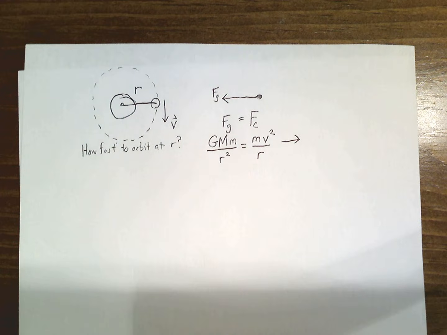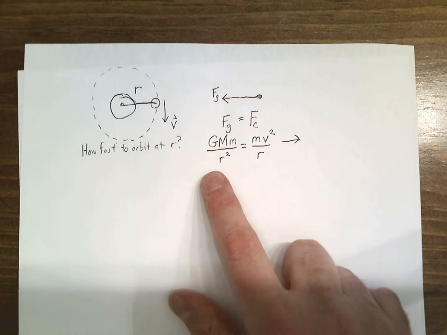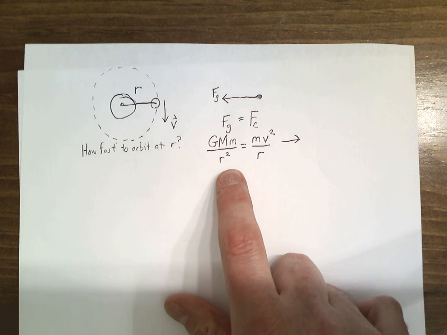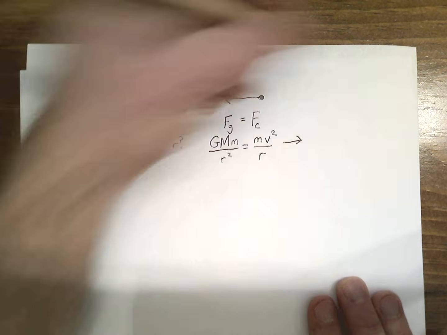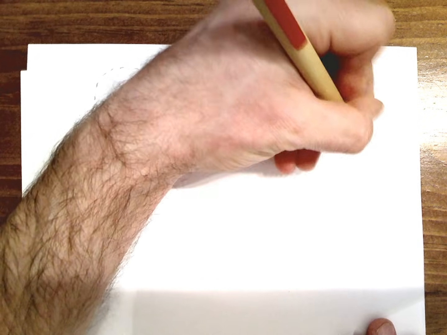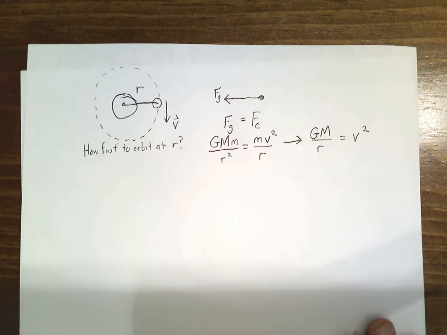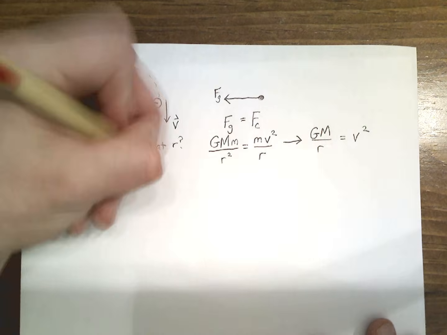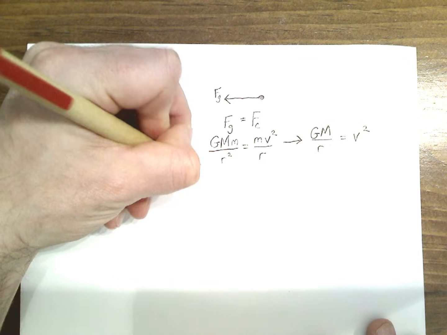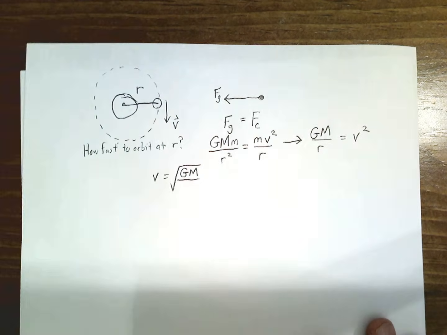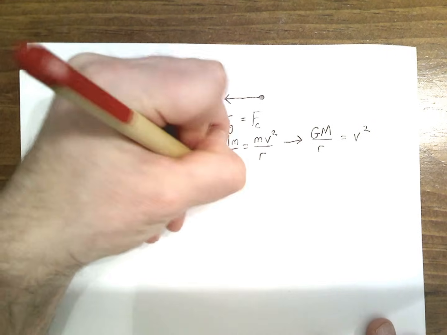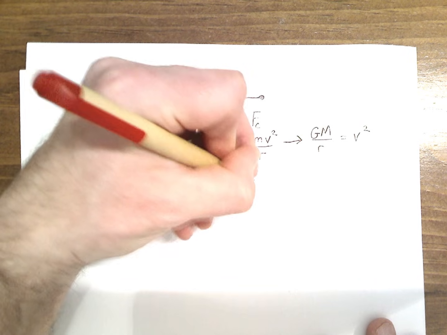So we can cancel out the m's. We can also cancel out an r from each side. So we're going to lose all the r's on the right-hand side. The r squared is going to lose 1 power, and we end up with just a single r in the denominator. So making those cancellations, we get GM over little r equals v squared. And now all I need to do is solve for v. Take the square root of both sides, and we get the relationship that v is equal to the square root of GM over r. So this is what we call orbital speed.